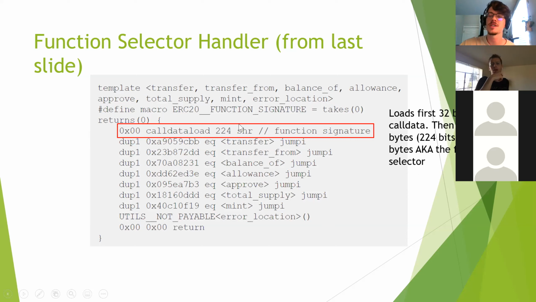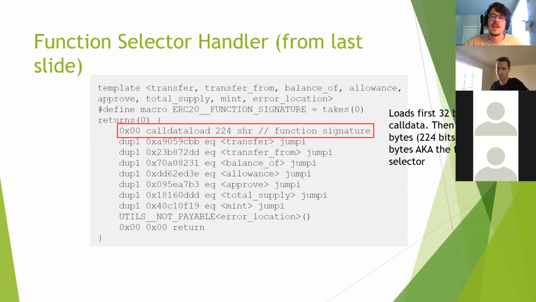And what that ends up doing is it leaves only the first 4 bytes of call data at the end of a 32 byte long word, and those 224 extra bits are just going to be zeros. So what you're left with is just the function selector, and that'll be at the top of the stack, and it says function signature here in comments. That's a stack trace, just letting you know this is how you get the function signature.